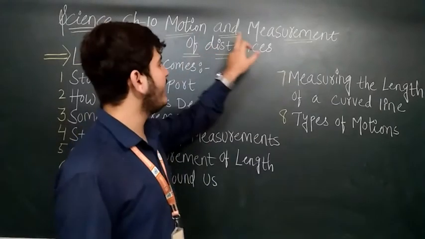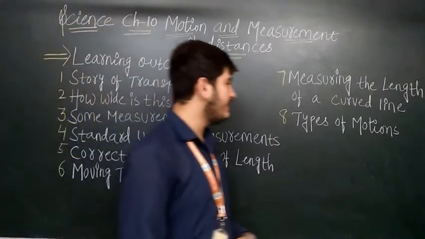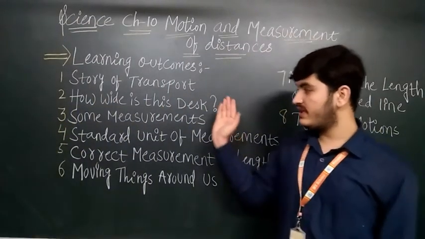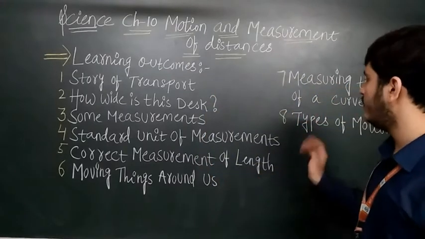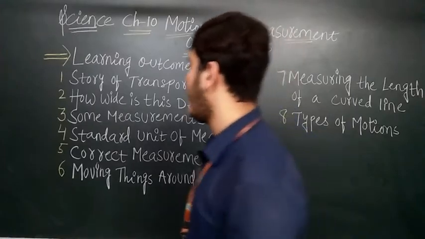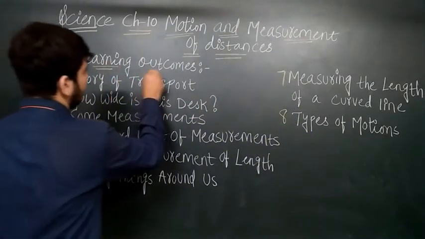Now motion and measurement of distance. Now first of all, let's see what the learning outcomes from this chapter are. You are able to see that a lot of points we are going to learn from this chapter. So first thing, learning outcomes, that is what you will learn from this chapter.